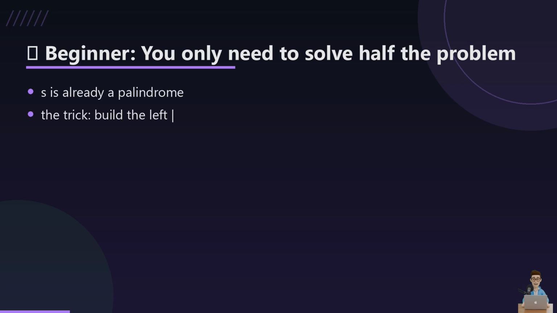Beginner level. Hi. Don't worry if this problem sounds scary. We're going to slow down and go step by step. A palindrome is just a word or string that reads the same forwards and backwards, like above.